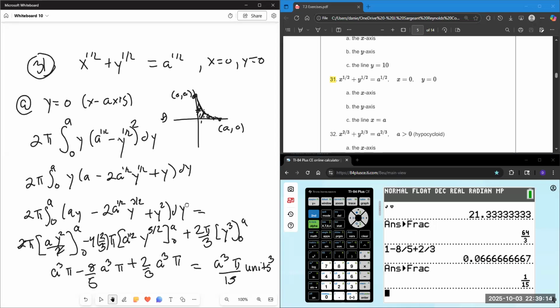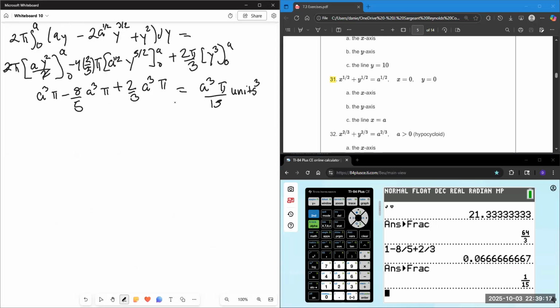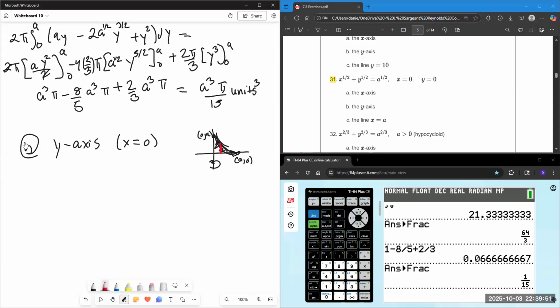Part B is, let's draw this figure again. 0a, a 0, decreasing and connecting here, shaded region. Now we want to revolve around the y-axis, which is x is equal to 0. So if this is my axis of revolution here, I could again use the shell method and make rectangles that are parallel to the axis of rotation, and it's really not going to change anything.